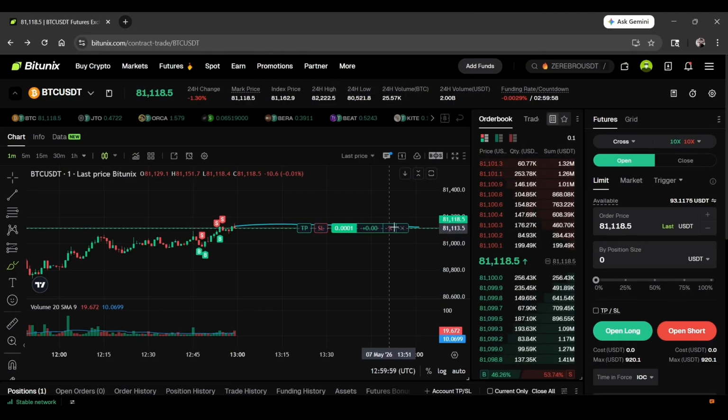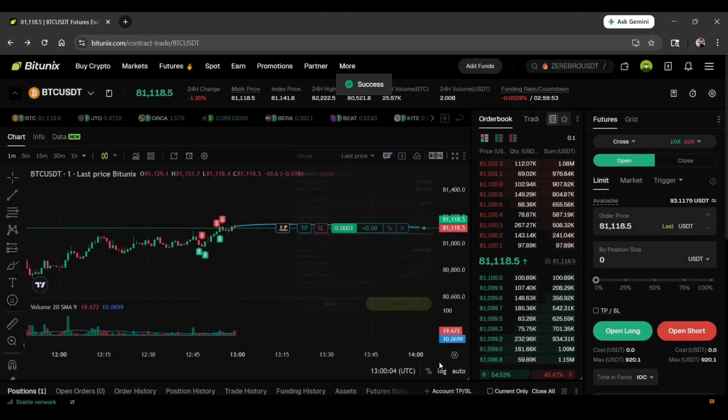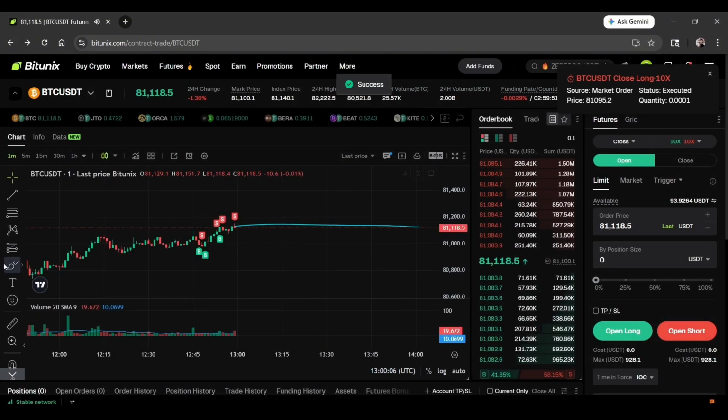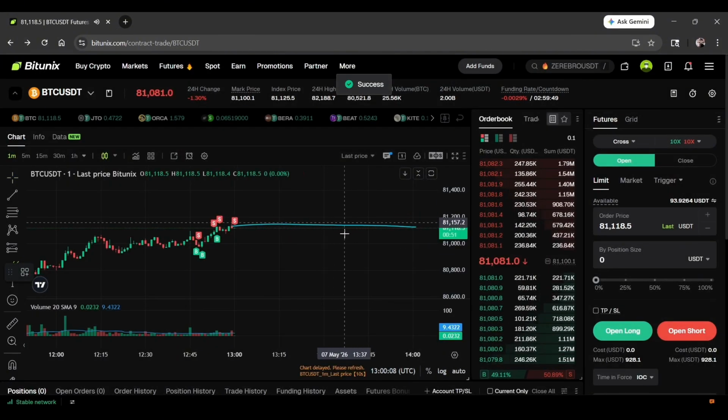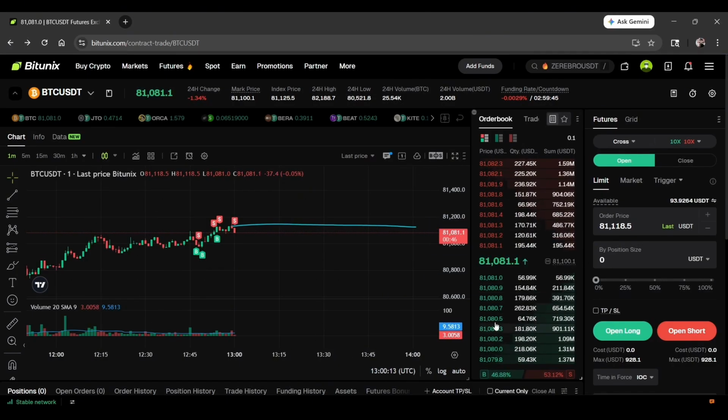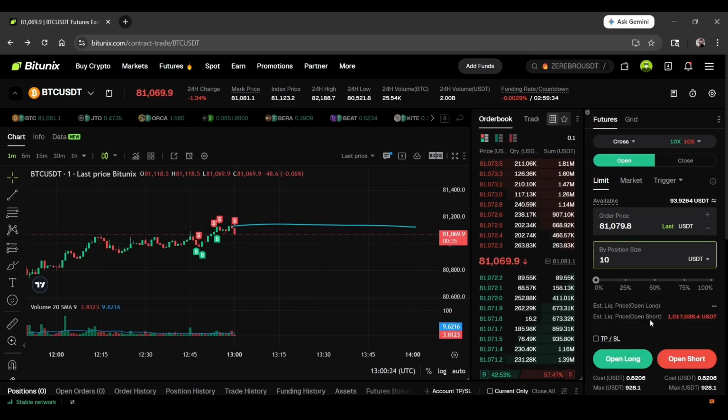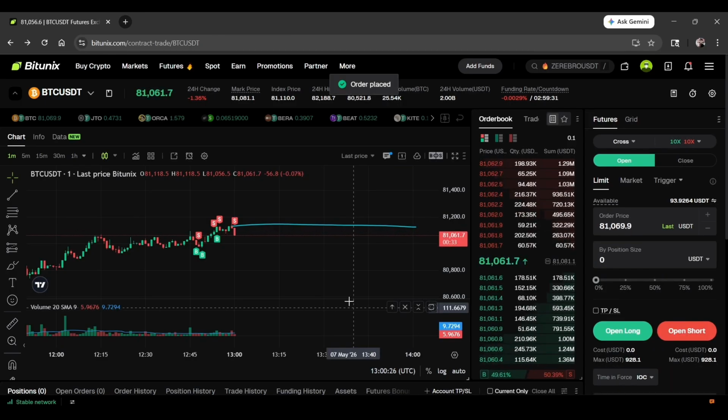If I do it in the opposite direction, I'm just going to show you that as well. I'm just going to close out of this immediately. There we go. Oh yeah, quick tip, if you press the X button on the chart, it's going to market close you out of the position. If I want to cross the spread in the opposite direction, I'm going to select a limit buy price which is much lower than the best buy. Position size, 10. Open short.